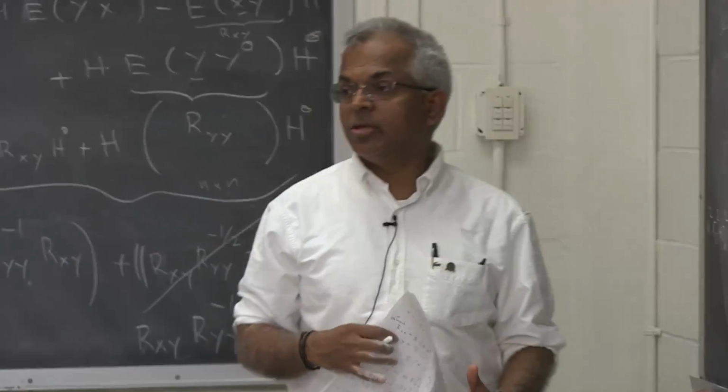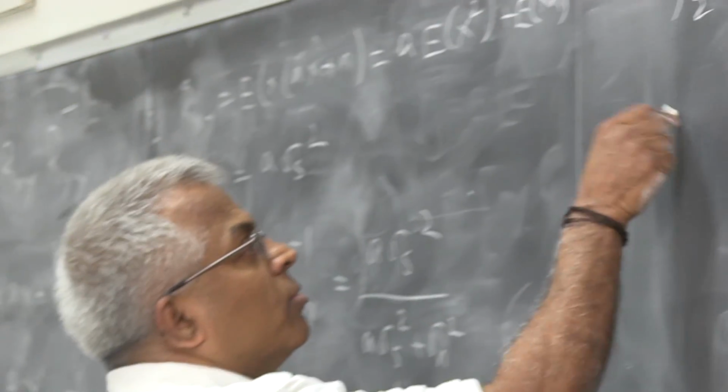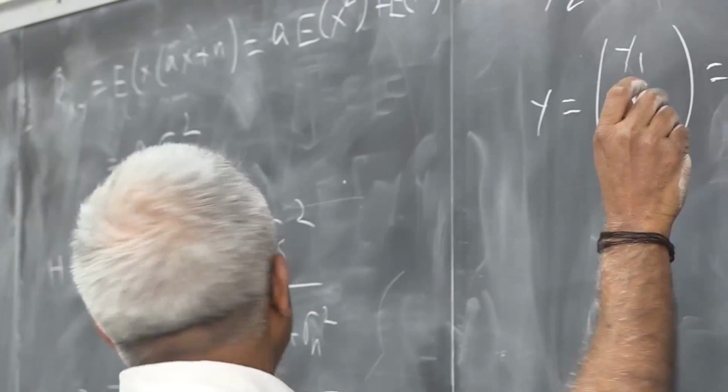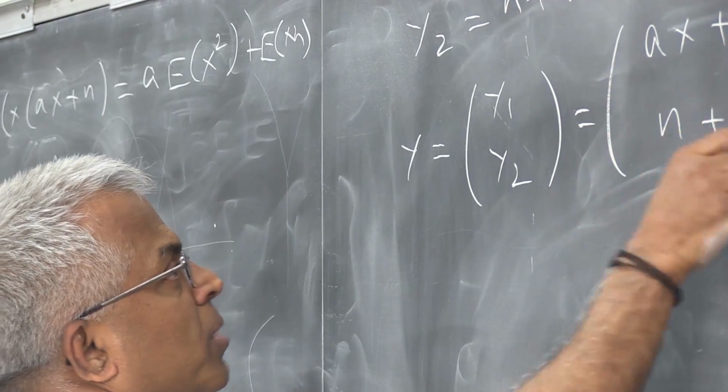And I'm going to stack the observations together. So I'm going to be quick. So y is y1, y2, but y1 is given to be ax plus n. This is n plus w.